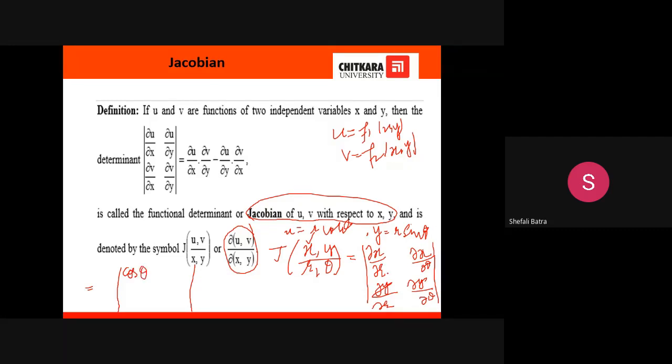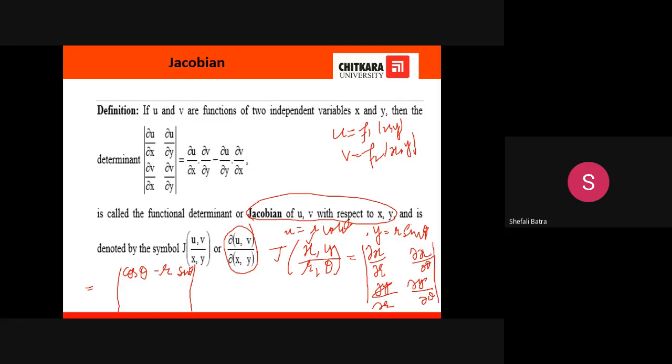We have to take the derivative with respect to r, so cos theta would be constant, and the derivative of r with respect to r will be 1. Simple. Now curly x upon curly theta. Now r is constant, r as it is, and the derivative of cos theta is minus sin theta. Minus sin theta. Good.